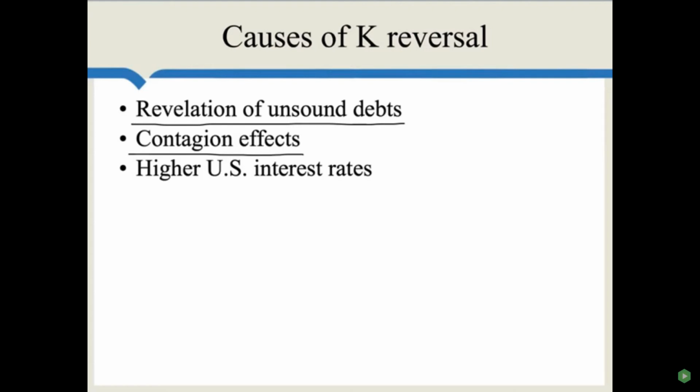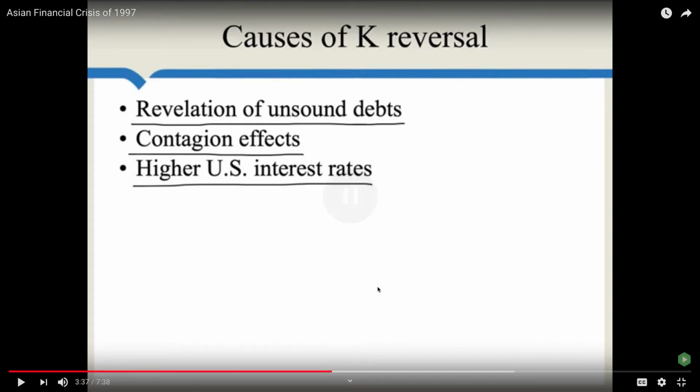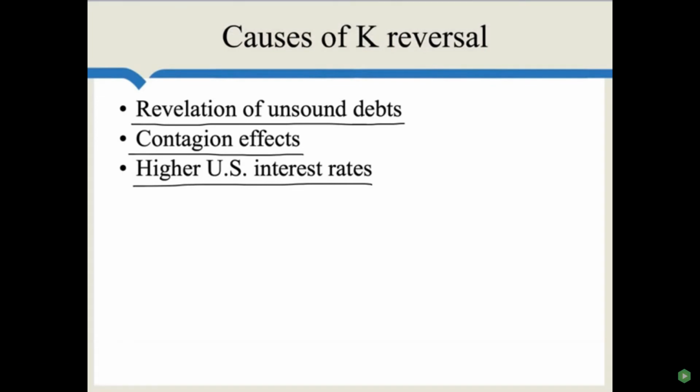Sometimes you can cite higher interest rates for inducing foreign crises because capital then flows back into the United States. So this is all generally accurate. I would agree with this assessment of why the money was all of a sudden leaving East Asia. But I tend to think of that as not really the primary consideration here.